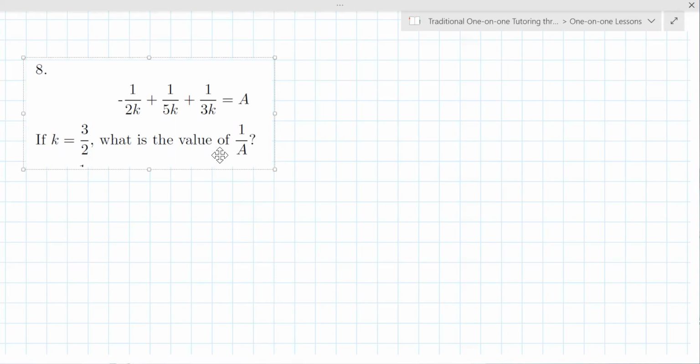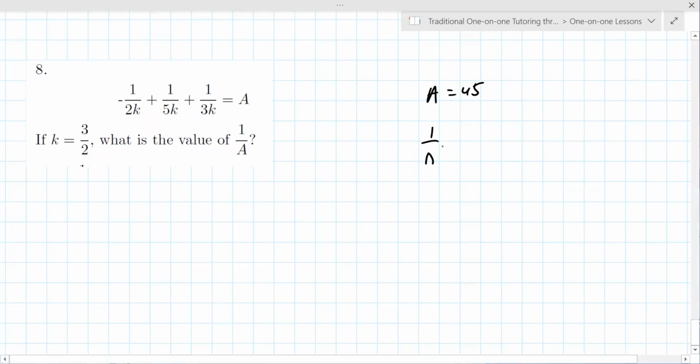How are you doing on this one? I got 45 is my answer. For 1 over A or A? For 1 over A. Okay. Fantastic. That actually looks like it's correct. Let me check the answer key. Ooh. It actually is one. You found that A is 45, didn't you? So 1 over A would be 1 over 45. And I didn't put up the answer key because all the wrong answers are there that you would normally do.